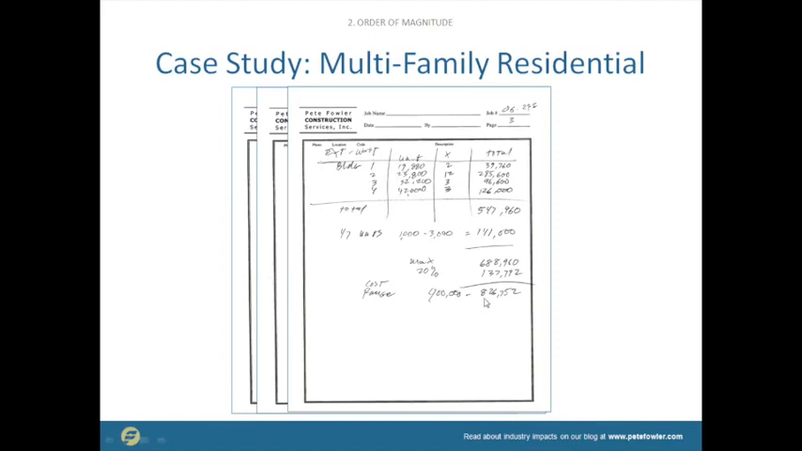So the cost range, the maximum I got up to there was 127,000 bucks. But I didn't think it was going to cost that much.